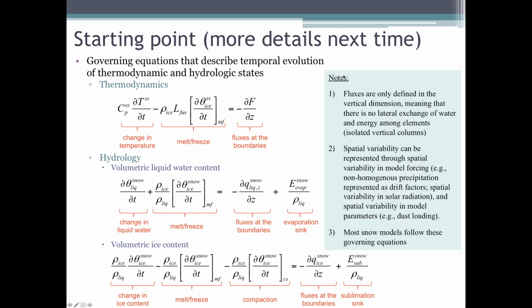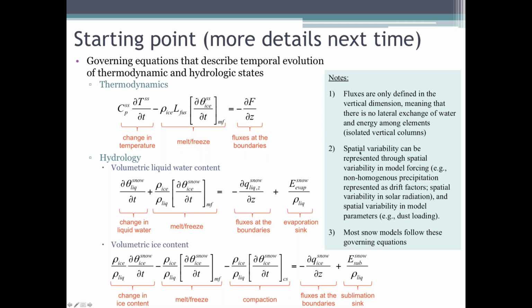Some notes about this model is that the fluxes are only defined in the vertical dimension. So there's no lateral exchange of water and energy among the elements in this snow model. So they're isolated vertical columns. This simplifies the numerics. Within this class, we will be doing point snow modeling. There are other cases where it's obvious, again, if you wanted avalanche redistribution, where you might want something else.